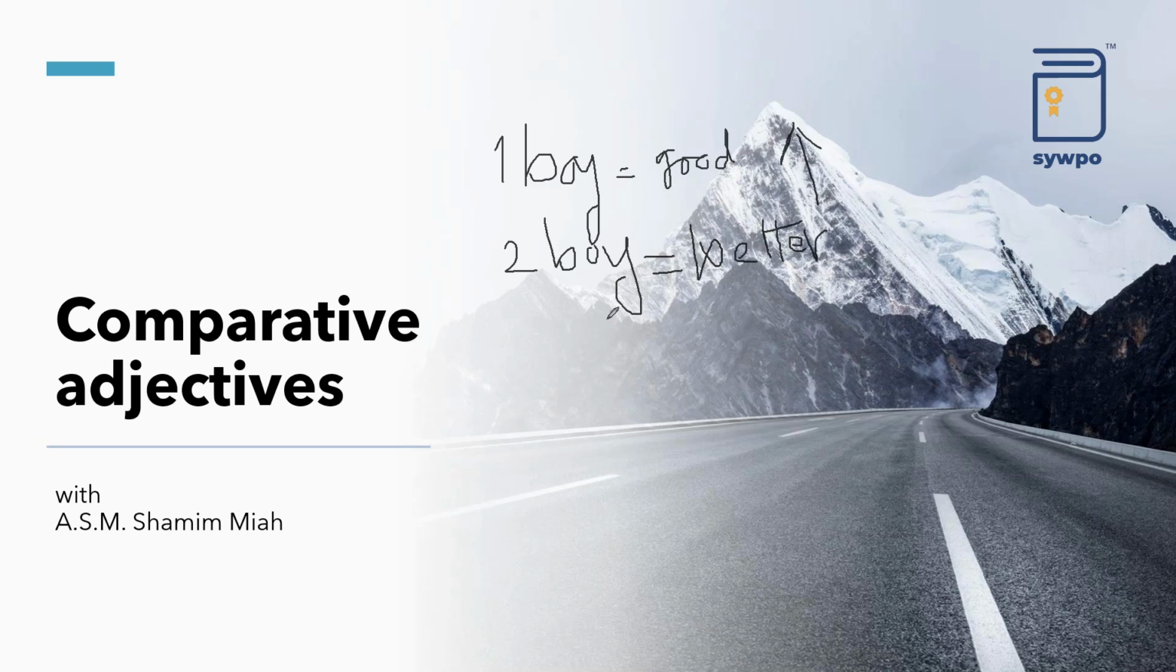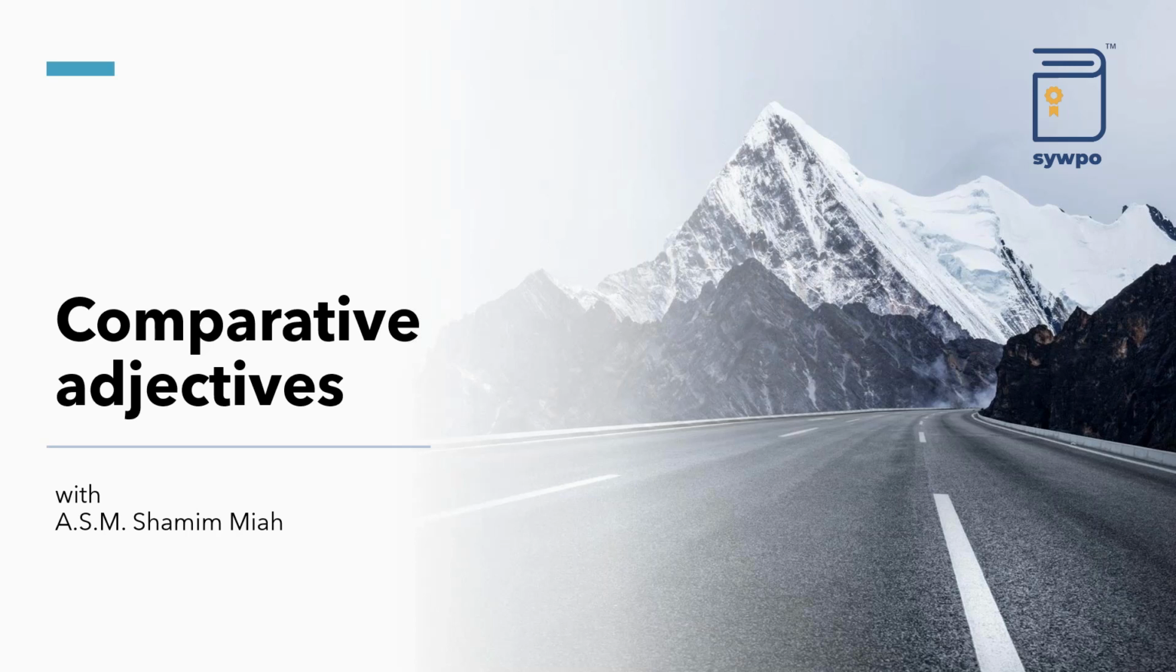So what we do when we try to compare, we actually show that somebody is more, somebody is less, or somebody is equal to the other one, right? That's what we do when we show comparison. And we do that with the help of adjectives, as I've told you just now. Let's move on.